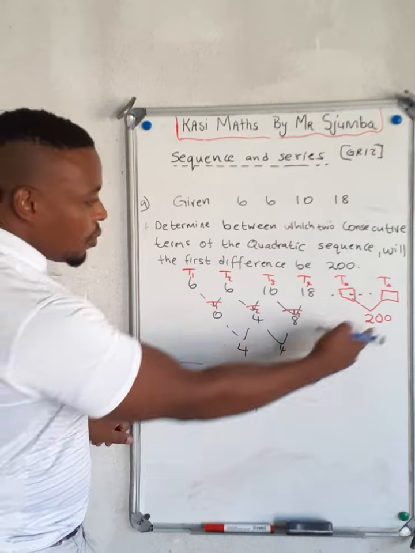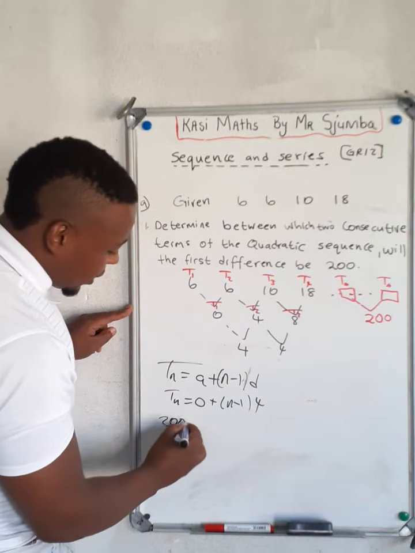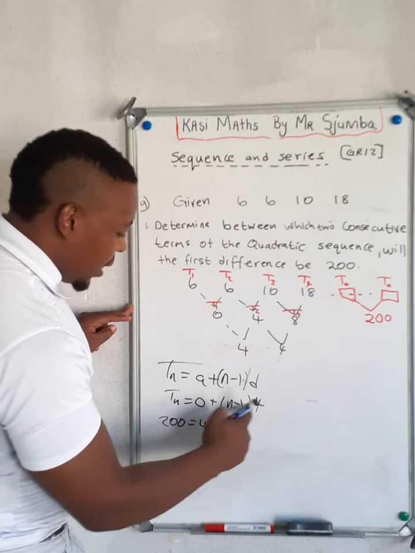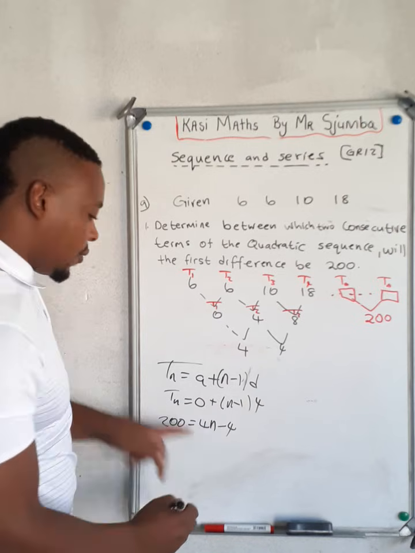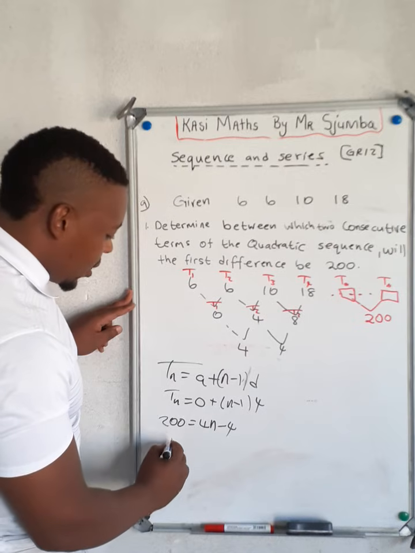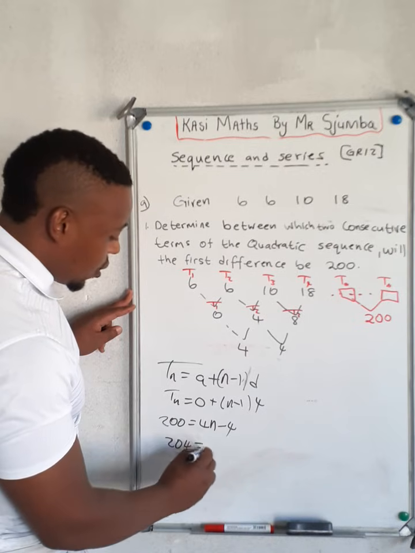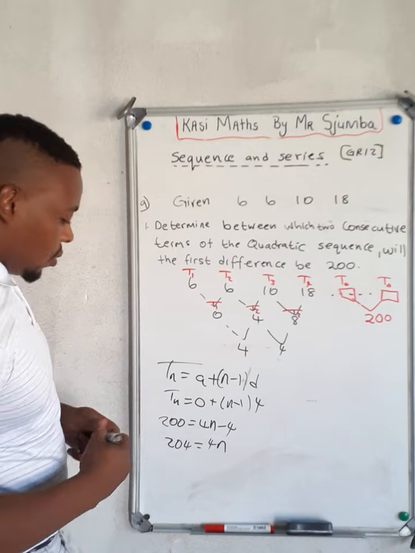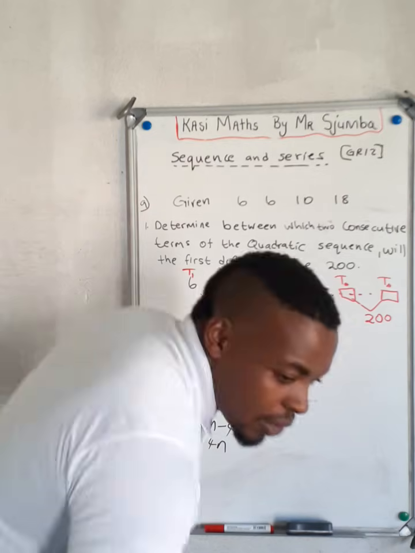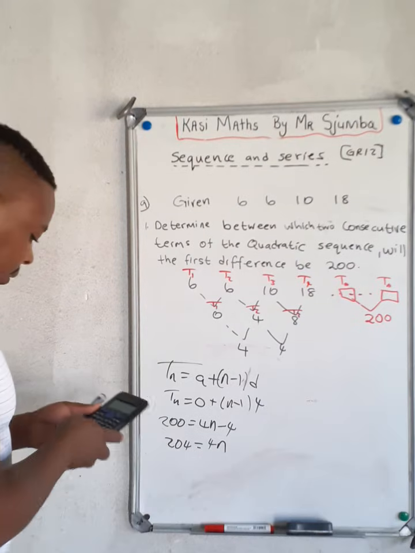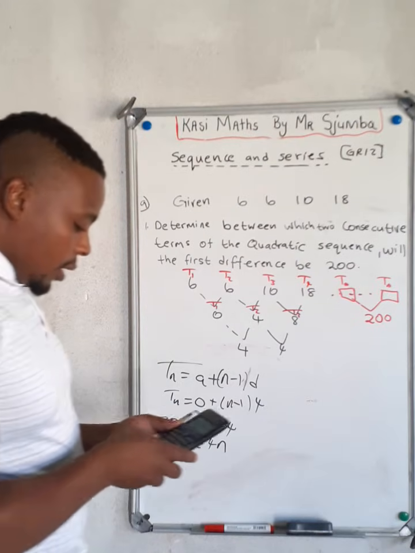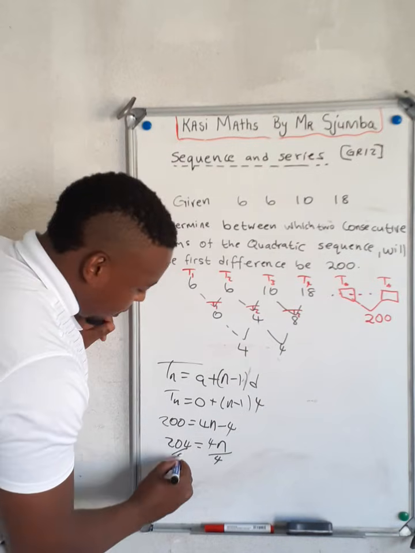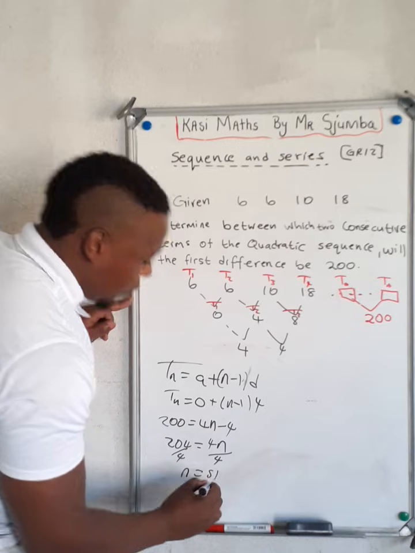Now we're looking for the position of 200, so 200 is our Tn. Here we have 4n plus 4 minus 4, so 204 equals 4n. I think we have 51. Let me just confirm. Yeah, we have 51. Because we divide by 4, n is equal to 51.